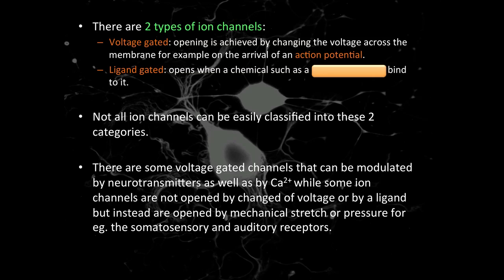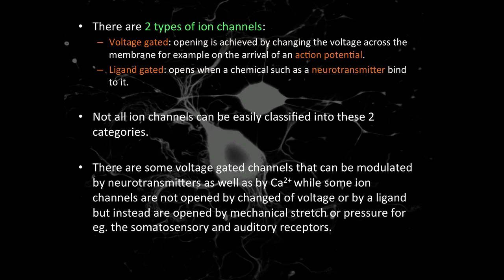And then there are the ligand gated ion channels, which open when a chemical, not a voltage, binds. So a ligand gated channel will be one that opens when a chemical such as a neurotransmitter binds to it. Now this is a pretty hardcore division here.